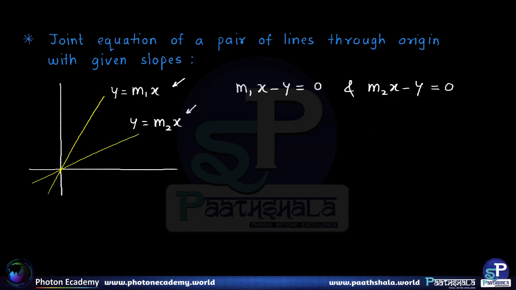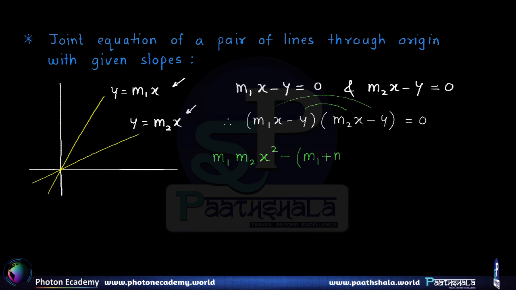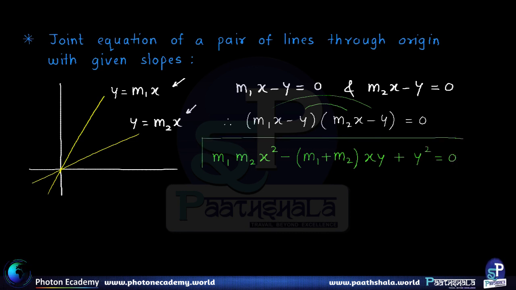Right? So therefore the joint equation will be the multiplication, that is (m1x - y)(m2x - y) = 0. So we multiply and collect all the like terms. The x² coefficient will be m1m2. Then the middle term, that is the xy term, will have -m1 and -m2 attached to it. So taking minus common, we have -(m1 + m2)xy, and lastly the y² term will be positive only. So this is the third form of the equation of a pair of lines through origin in case their slopes are known.